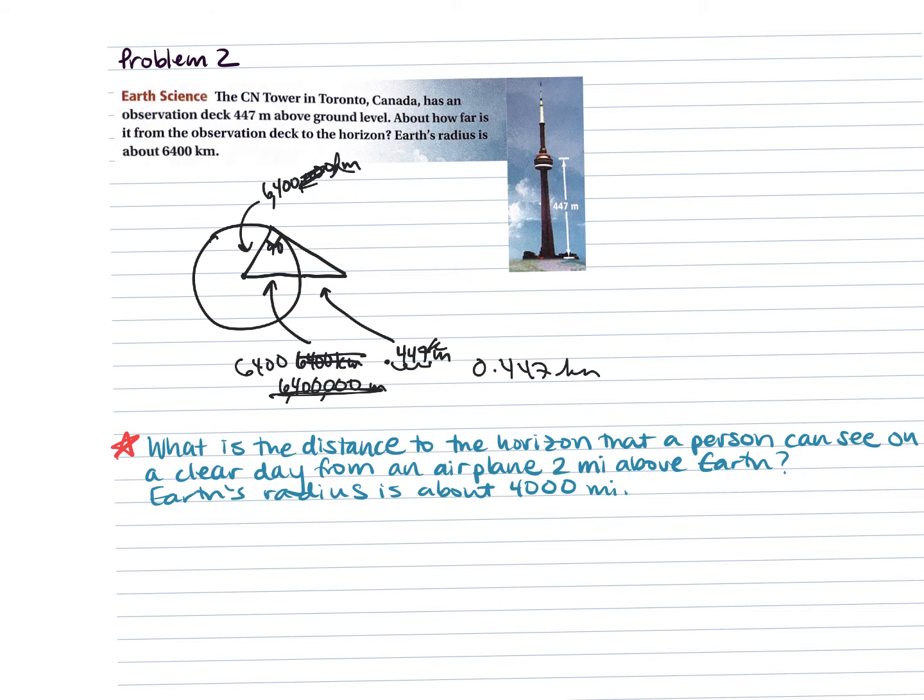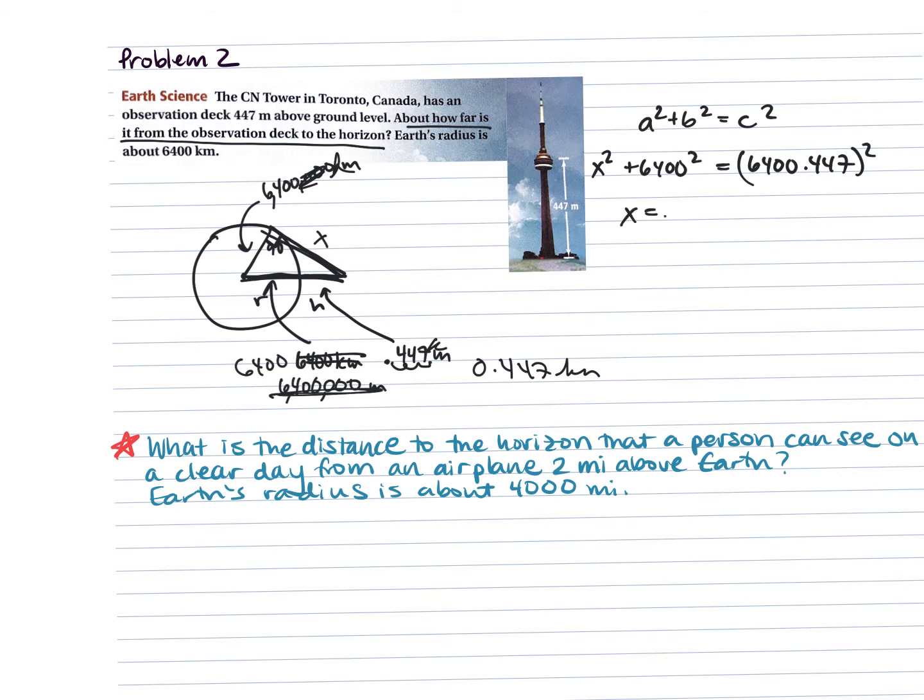So we can do the Pythagorean theorem, right? It's asking about how far is it from the observation deck to the horizon. So this is the distance we're looking for. So right triangle is a squared plus b squared equals c squared. In this case, the c is this radius plus the height of this observation deck. So c is 6,400 plus 0.447, and then that's squared. And then one of our sides is x squared. We don't know what that is. The other one is 6,400 squared. Okay, so x is going to be the square root of this minus this.